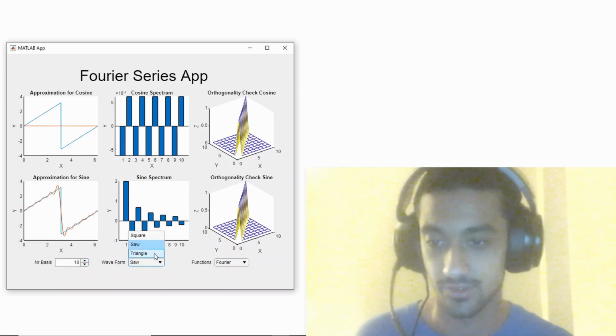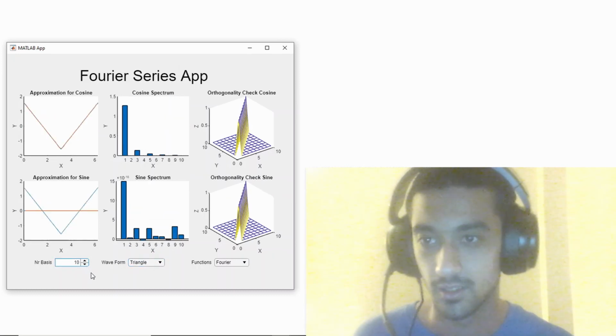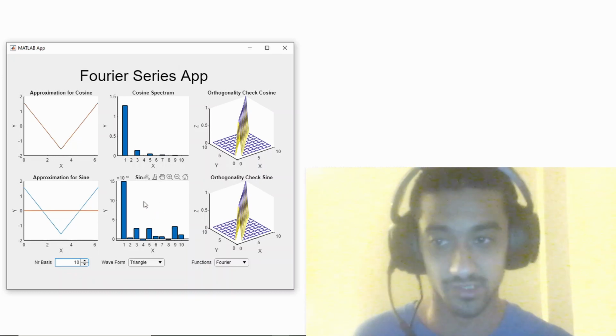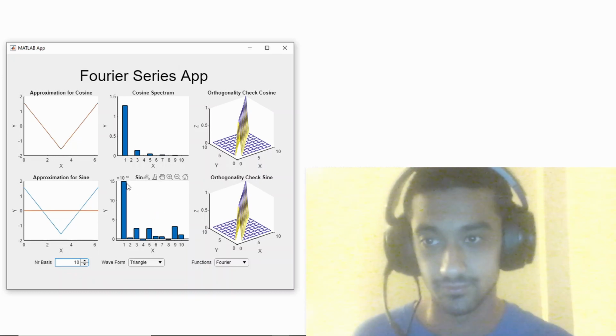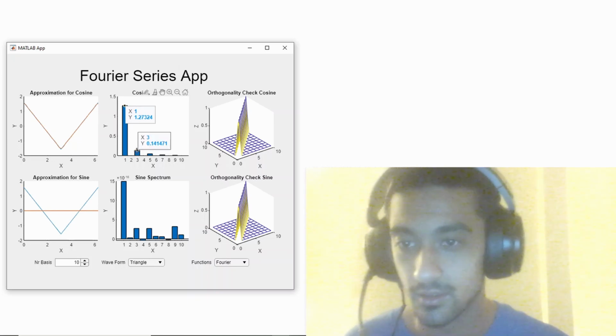Next, we'll change this to a triangle waveform and we'll refresh. And over here, the sine values are all mathematically equal to 0. They're in the order of 10 to the minus 16. And the cosine value has one value which is very high, the very first one, 1.27. And the other values are much less than 1. Actually, it's something like 0.14.